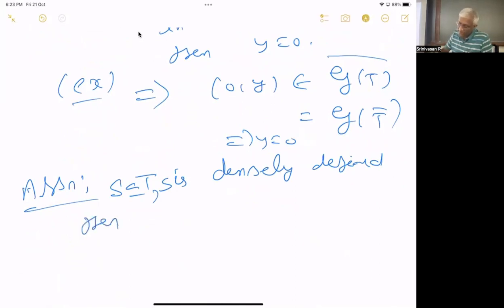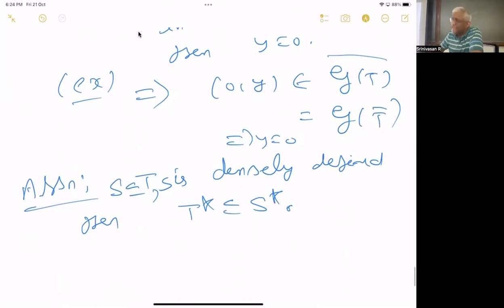Then what do you expect? T star is contained in S star. So if S is contained in T, T star will be contained in S star. You have to verify that the domain of T star is contained in the domain of S star, and when you restrict, you have to appeal to the earlier thing. Very easy. You just have to understand the domain and all that. That's all.